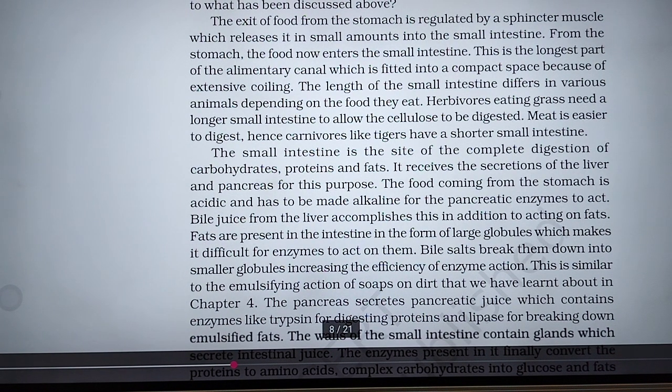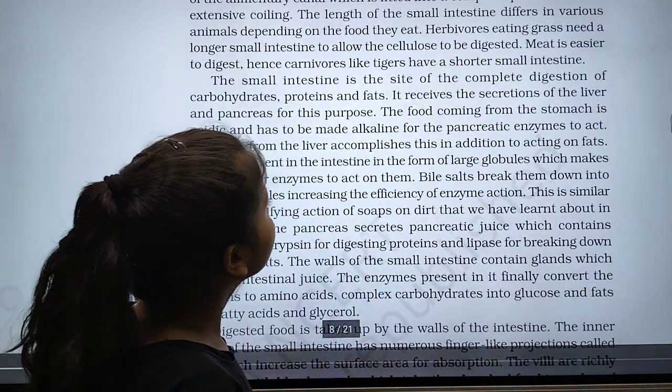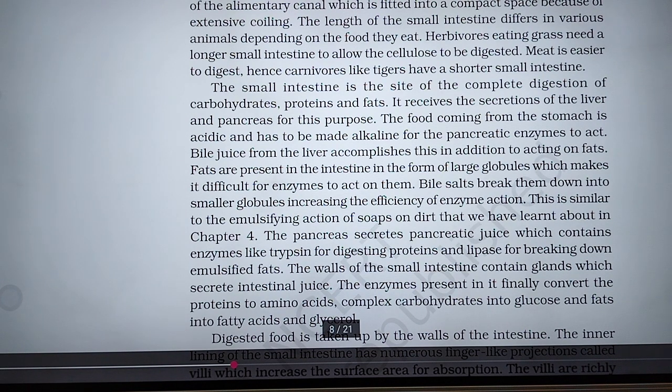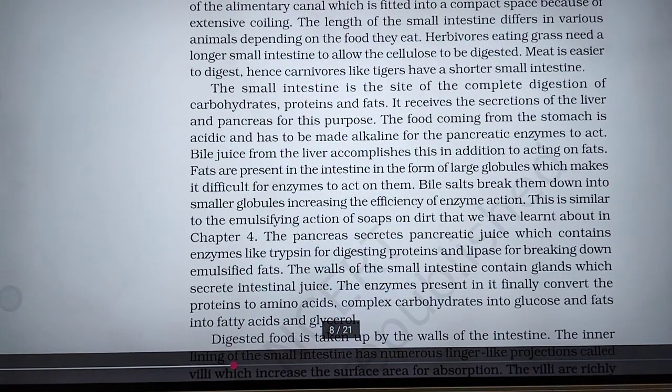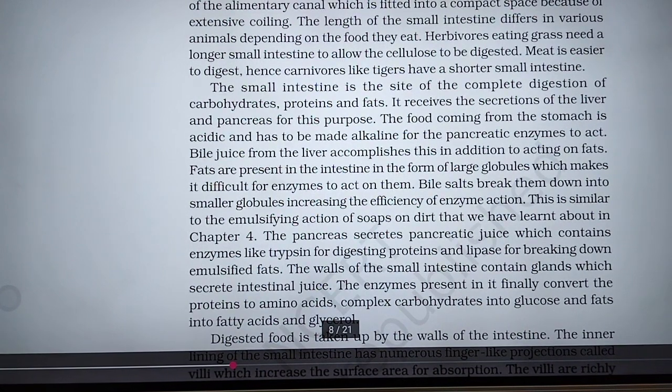The small intestine is the site of complete digestion of carbohydrate, protein and fat. It receives the secretion of the liver and pancreas for this purpose.